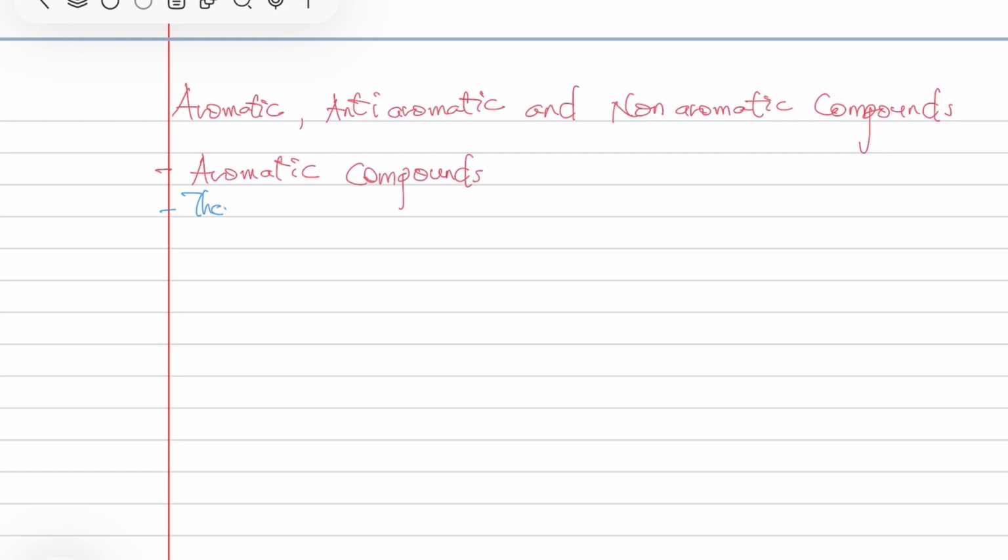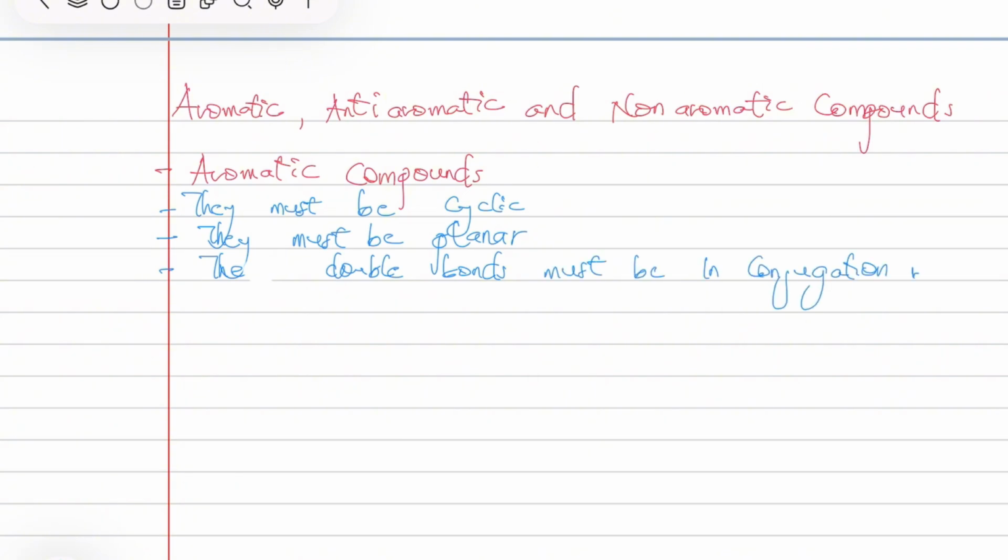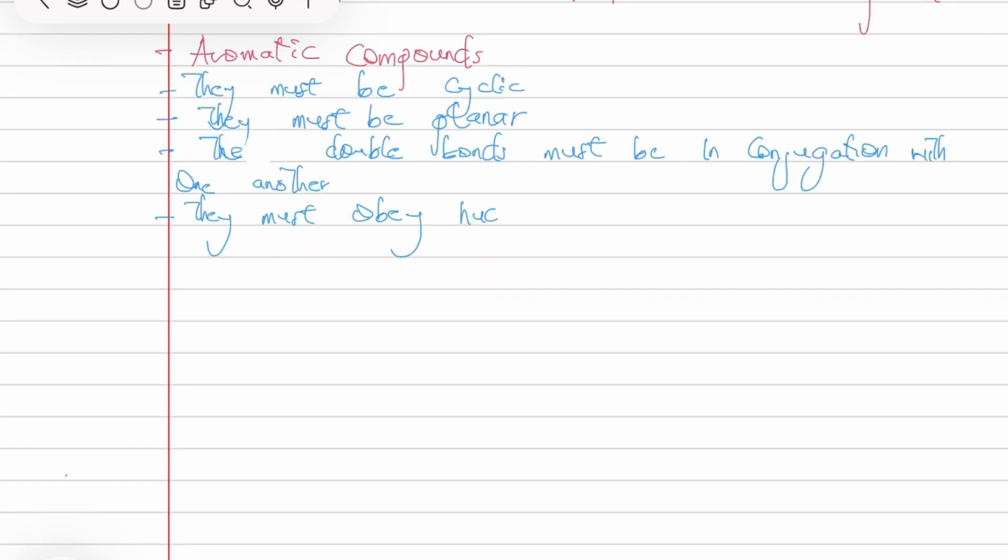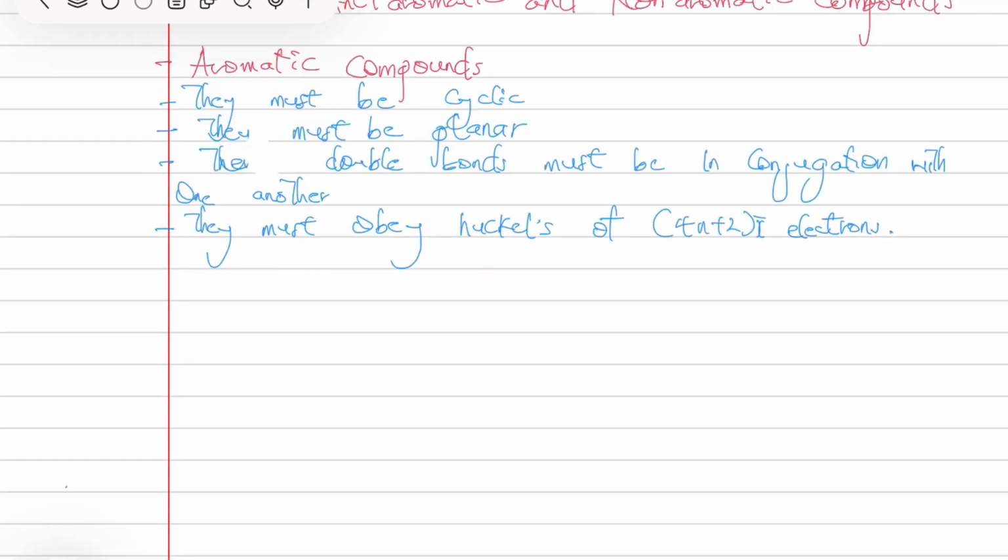For a compound to be aromatic, the following conditions must be present. One is that they must be cyclic. Secondly, they must be planar. Third, their double bonds must be in conjugation with one another. Fourth, they must obey Huckel's rule of 4n plus 2 pi electrons. So, these are the set of conditions that must be satisfied before a compound can be termed aromatic.